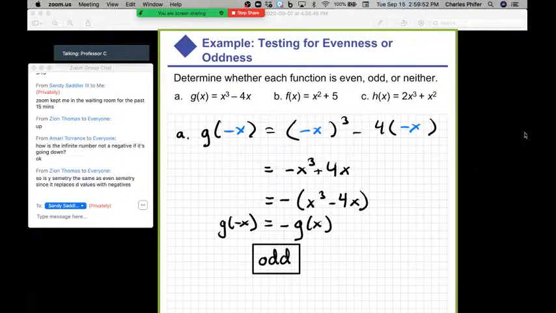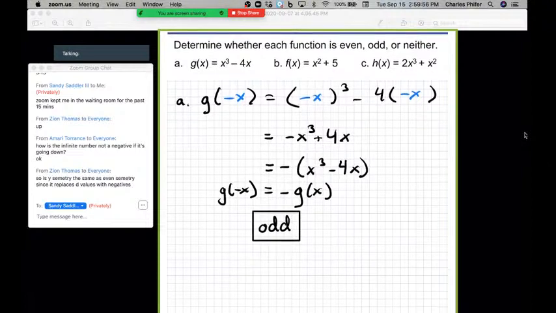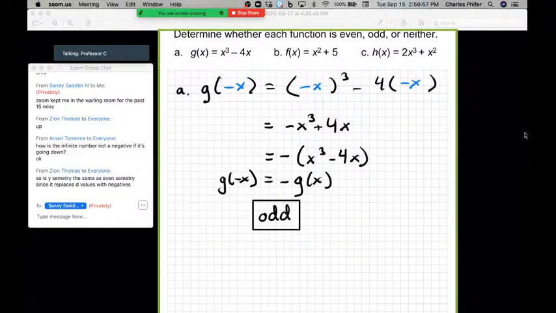We've got 15 minutes. We're going to take advantage of this 15 minutes. Let's keep going. Let's do part B. Again, we need to make it to slide 30 if we can. Part B, the original is f of x equals x squared plus 5.